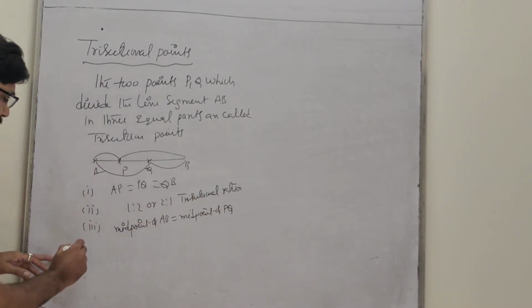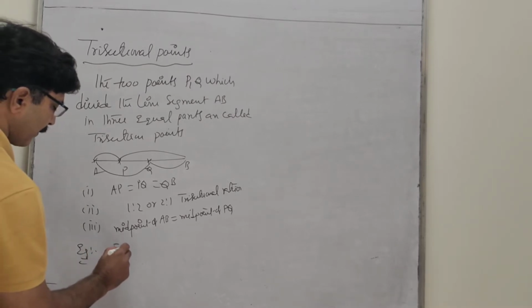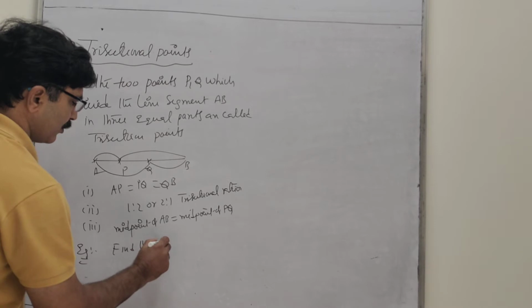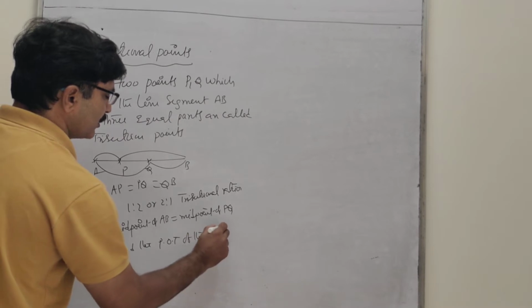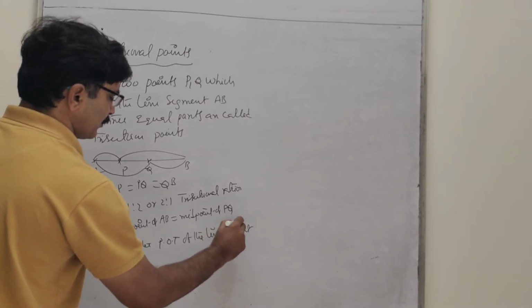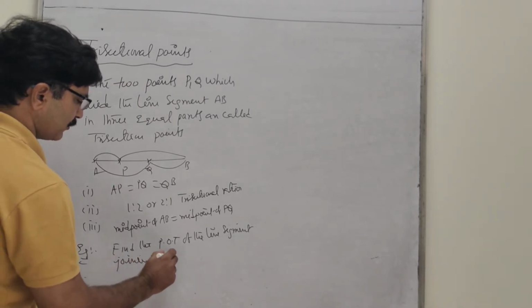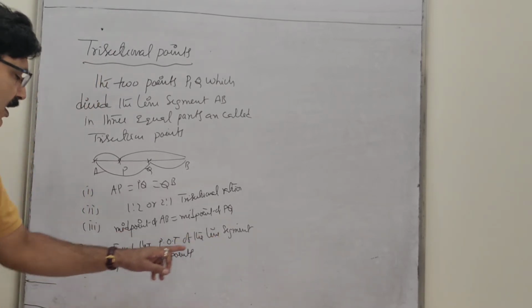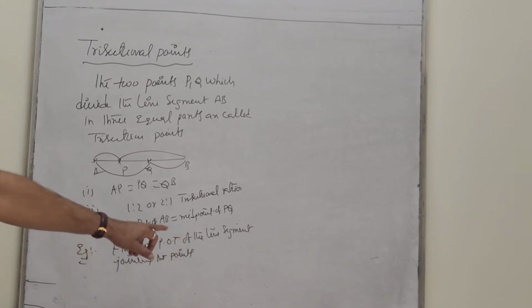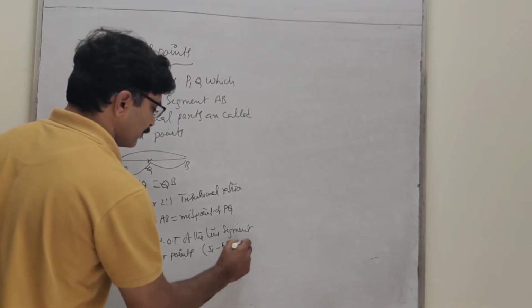Now, shall I take one example here? Yes, sir. Find the points of trisection of the line segment joining the points. POT means point of trisection. Here I am going to take two points: 5, minus 6 and minus 3, 4.